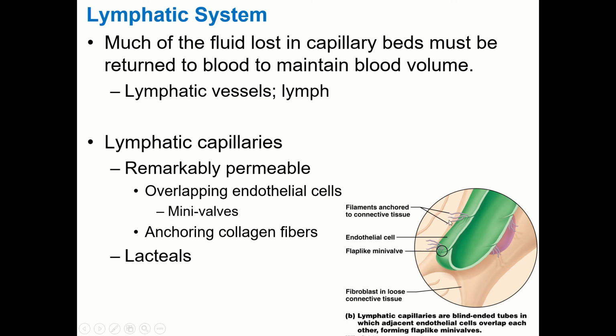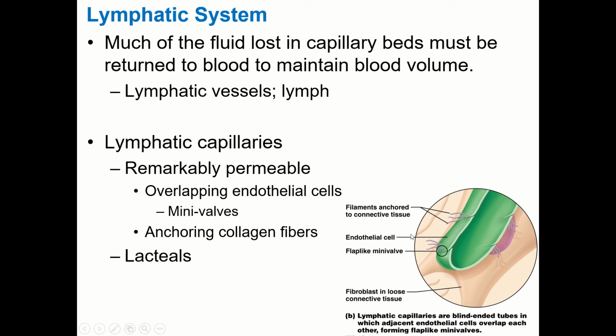Because of those openings, those mini valves, they're basically flaps. When these flaps open up, they allow lots of fluid in, and again, lots of big molecules and bacteria, etc., to move inside of the lymphatic system. One important thing about those valves is that they are forced open by an increase in interstitial fluid. As the fluid accumulates around this lymphatic capillary, because of the anchoring collagen fibers, which are anchored to the structures around them, as that interstitial fluid increases, it forces these mini valves open.